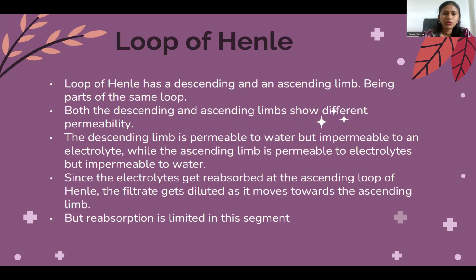So the next part is the loop of Henle. As we saw previously, it has an ascending and a descending limb. Both descending and ascending limbs show different permeability. Okay. So the descending limb is permeable to water, but it is impermeable to electrolytes. While the ascending limb is permeable to electrolytes, but it's impermeable to water. You have to remember these points because they come in MCQs.